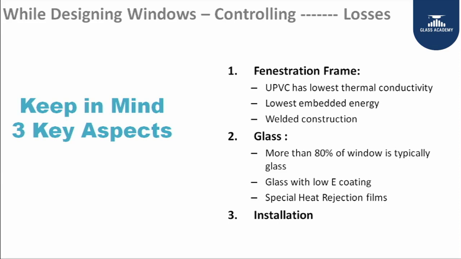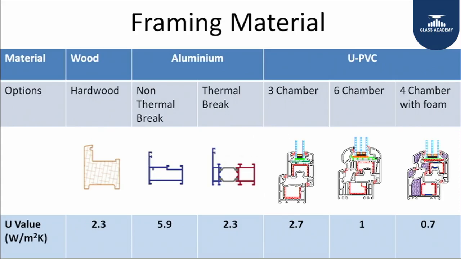To give you an example of framing material, if you take wood, you have a U value of 2.3. If you take an aluminum system, it will have around 6 for a non-thermal break, or if it is a thermal break, it may have almost the same as hardwood, which is 2.3. A 3-chamber PVC might be around 2.7. However, if you go for 5 or 6 chambers with foam, you can go below 1 as well.